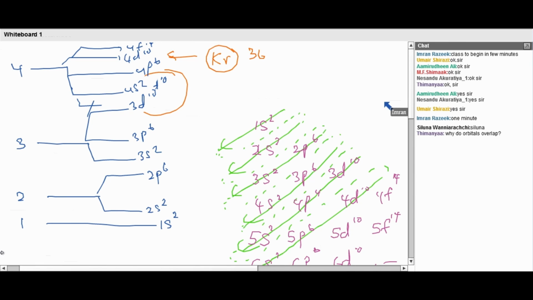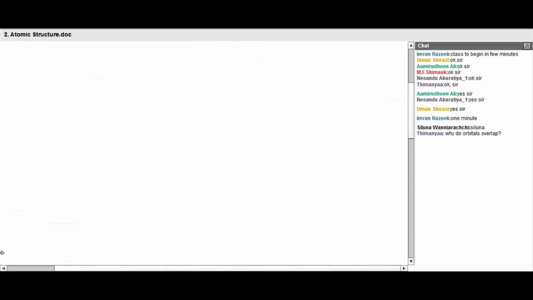Right? So why does it overlap? That is how it happens. There is no specific reason why it happens. That is the order in which the electrons occupy energy levels. Right? Okay.